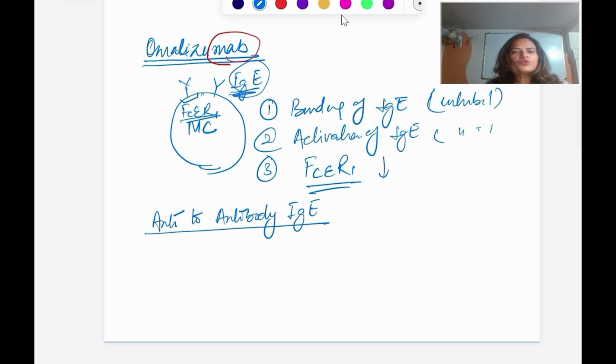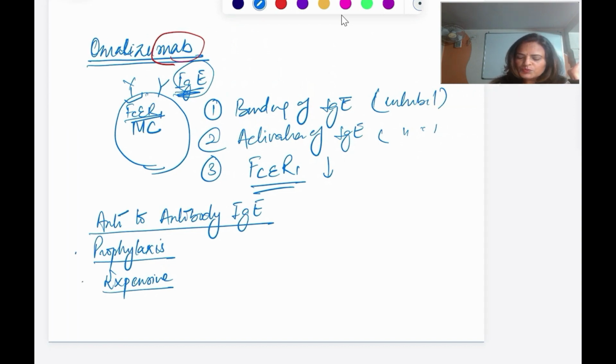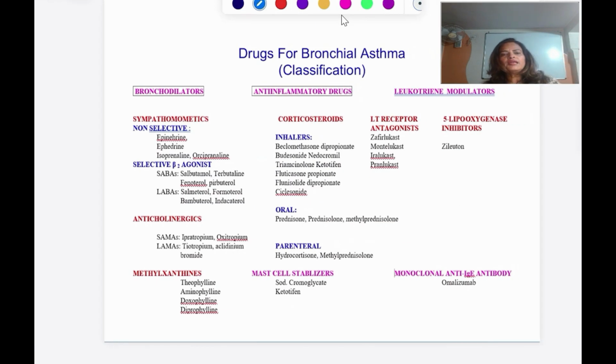And this is also given as prophylaxis, where the patient is not showing improvement with the bronchodilator or with the corticosteroids. We give this drug to the patient. The downside of this drug is it is an expensive drug. Okay, so this is all about the drugs which we use for the treatment of bronchial asthma.